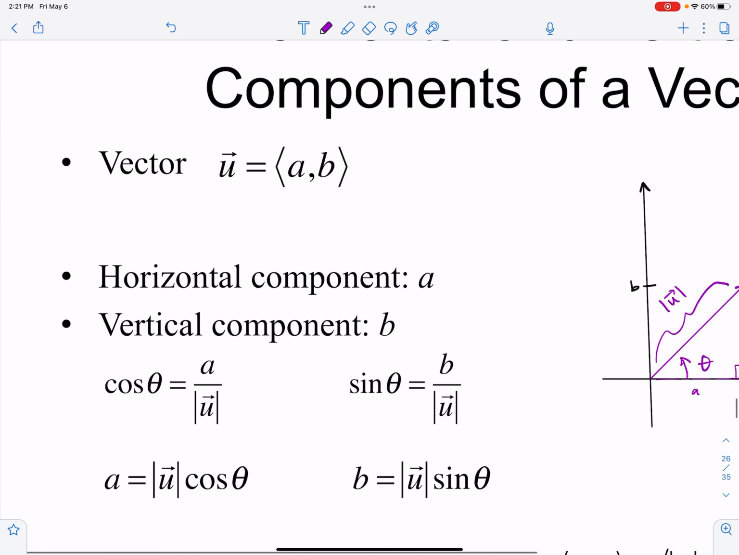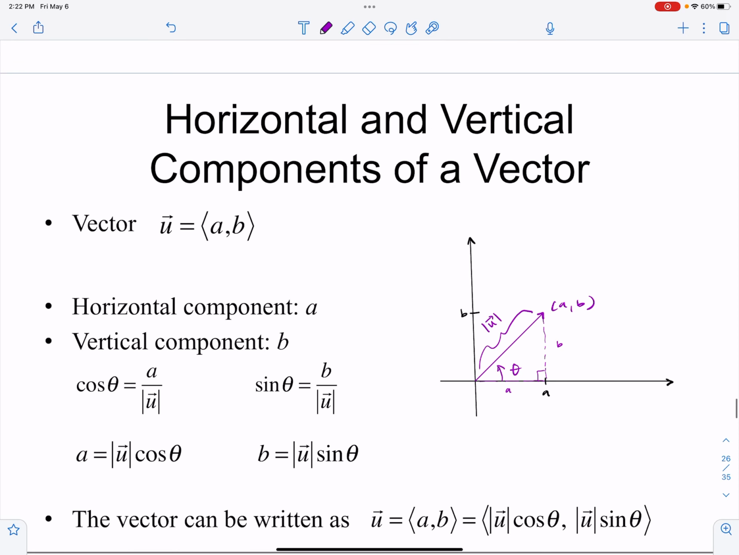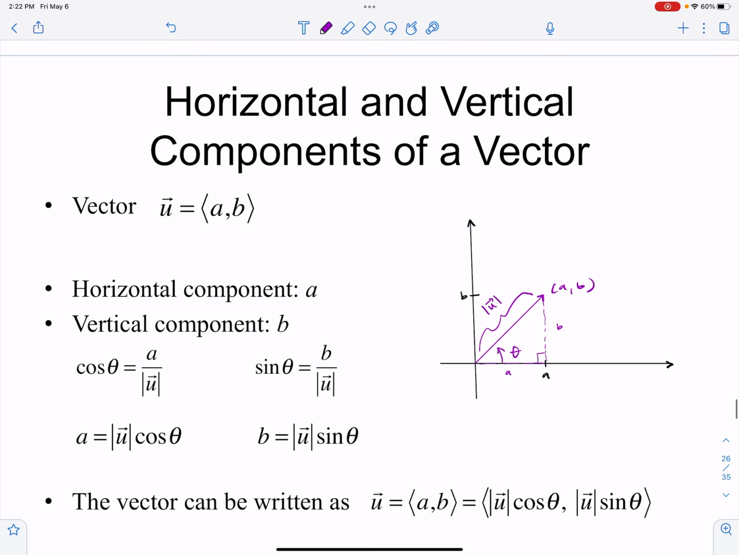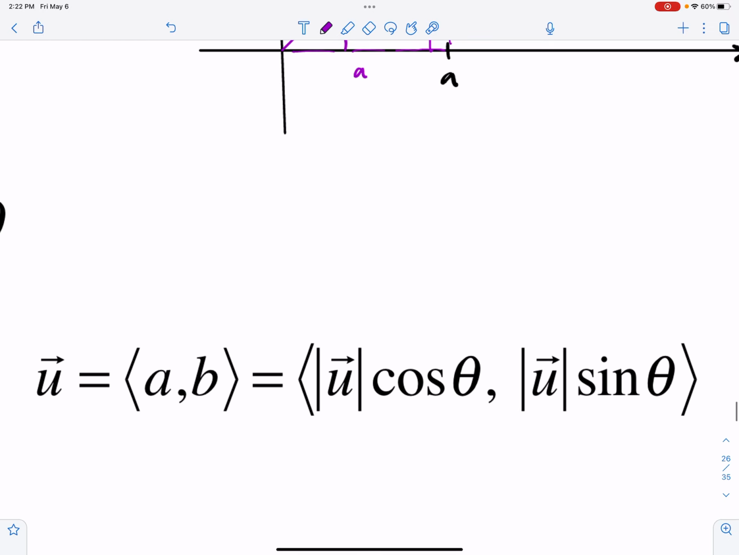This is helpful if you know the magnitude and the direction of the vector, but you don't know the horizontal or vertical component. So this is helpful for coming up with the representation of the vector in standard position, the pointy brackets A comma B, if you know the magnitude and the direction angle. So this statement is true.